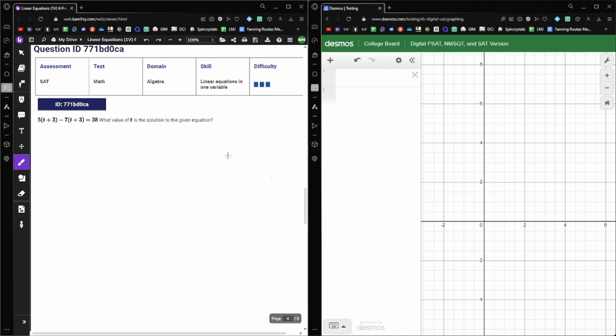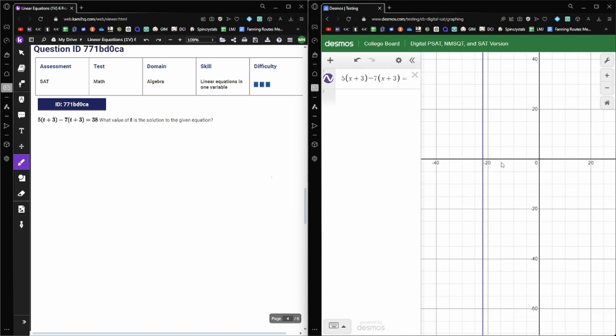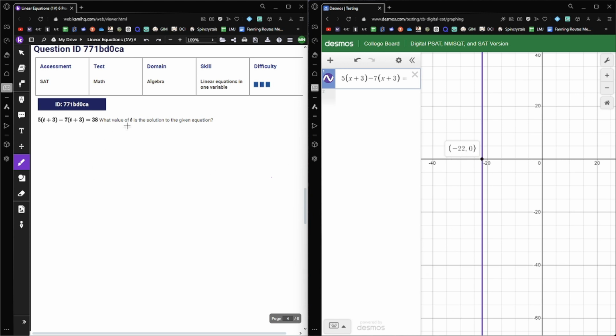Question number 4. We have this equation right here. What value of t is the solution to the given equation? Alright, this one's going to be so easy. Just plug that entire thing into Desmos. Let's go! So, 5t plus 3 minus 7t plus 3. Oh shoot. Okay, well, looks like you have to substitute t with x, so go ahead and change that t to an x. And then equals 38. And we can see that it's going to be negative 22. So t equals negative 22.